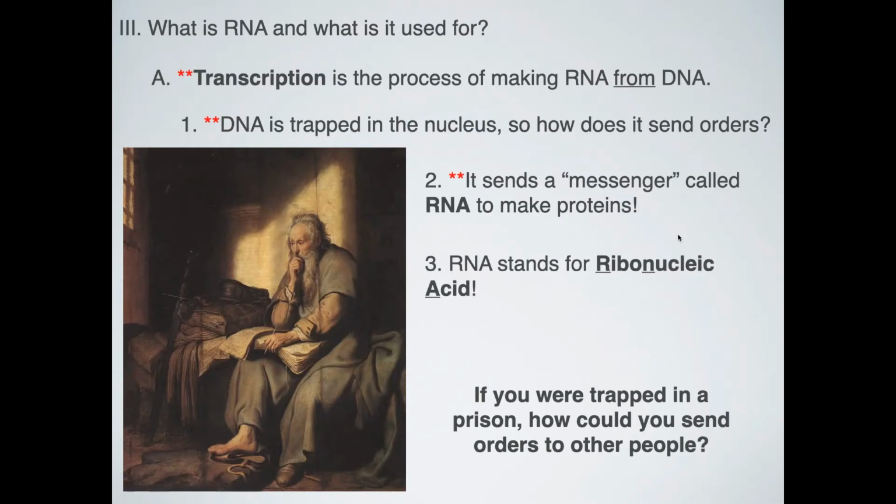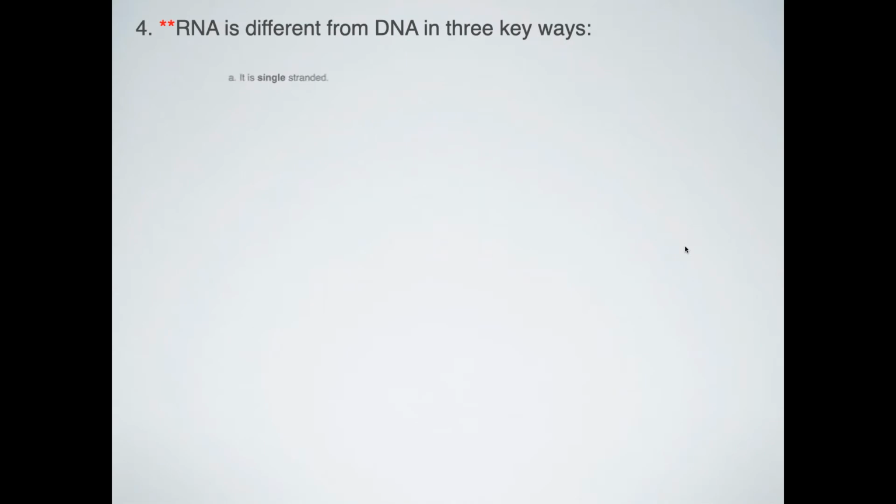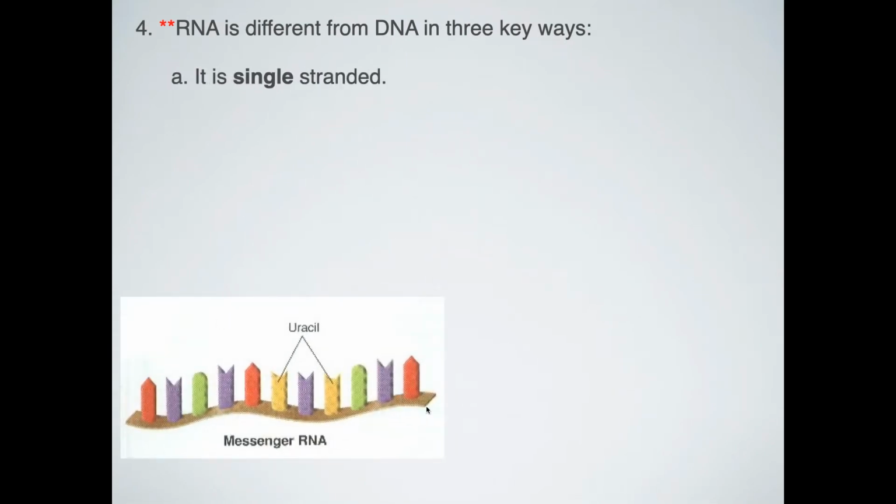So RNA stands for ribonucleic acid, okay? Remember, DNA was deoxyribonucleic acid. RNA is ribonucleic acid. So how is RNA different from DNA? Well, first of all, it is single-stranded. A lot of times people say it looks like a broken fence. It doesn't have a double helix shape. So that's the first one. Secondly, it uses ribose, not deoxyribose.